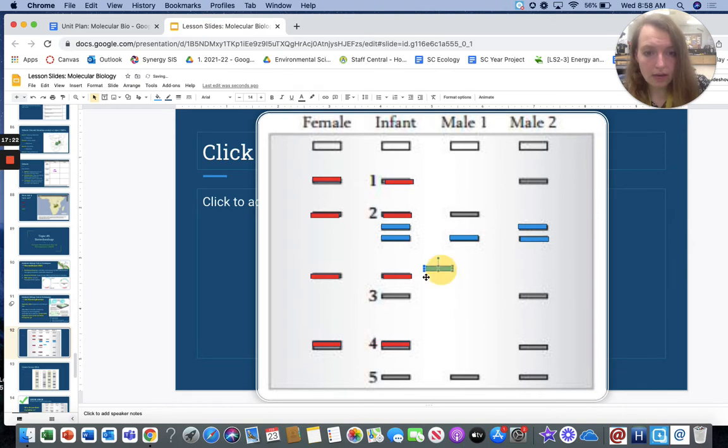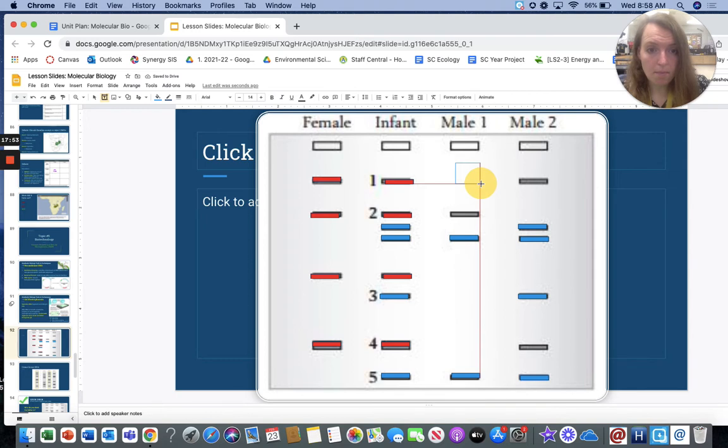So now let's head on to bar number 3 in the infant, and you'll see that again we have a match for male number 2. So this piece of DNA could have come from male number 2. And then the last bar, bar number 5, you can see this is inconclusive. It doesn't tell us whether it came from male number 1 or male number 2. So let's tally up our results and see who is probably the father.